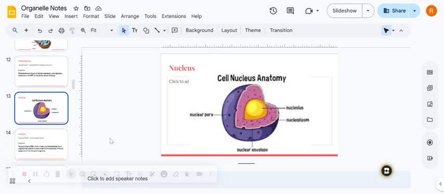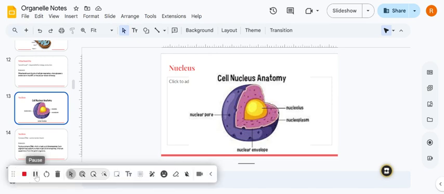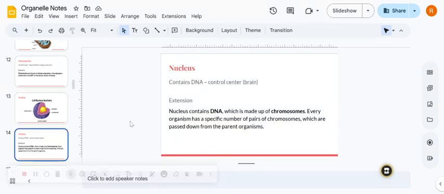The nucleus is another organelle found in all plants and animals. The nucleus has many different little parts there, but what we need to know is that it contains DNA, and it is therefore the control center or the brain of the cell.